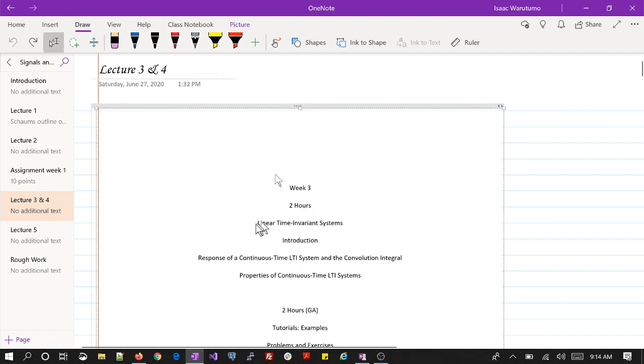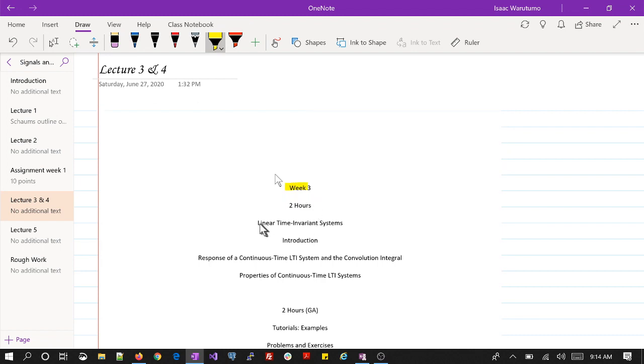Yeah, so today we are going to be covering week 3, and week 3 is supposed to start with LTI invariant systems. We are going to be doing the introduction, response of continuous time LTI system, the convolution integral, the properties of continuous LTI systems, and also going to deal with a discrete time LTI system. So that is our subject for today.